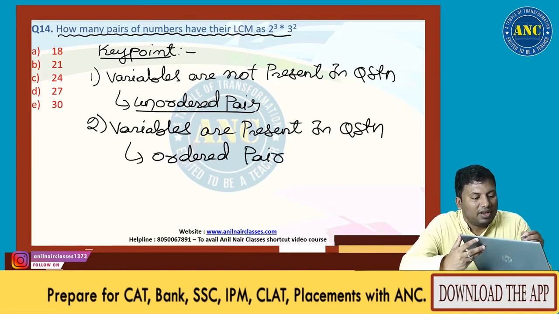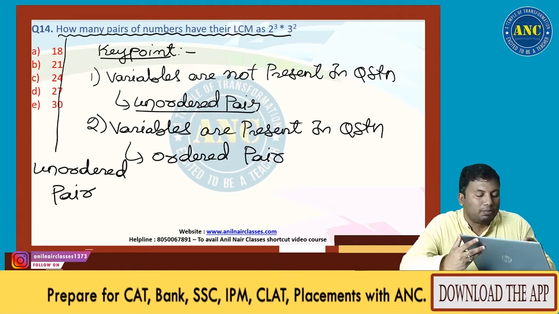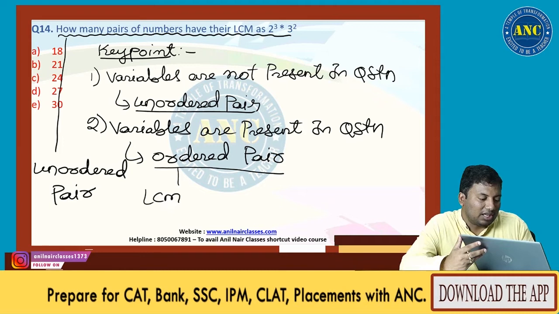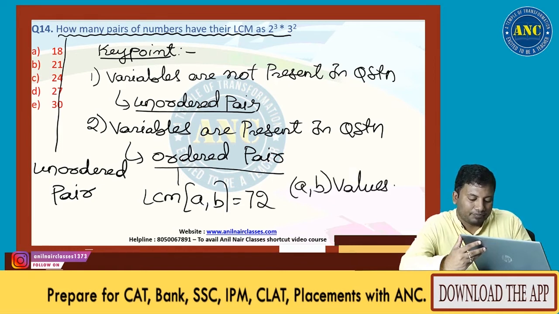In this question, variables are not present, so we have to find the unordered pair. If it is an ordered pair, the question will be like this: LCM of a comma b equivalent to 72. How many values will a comma b take?